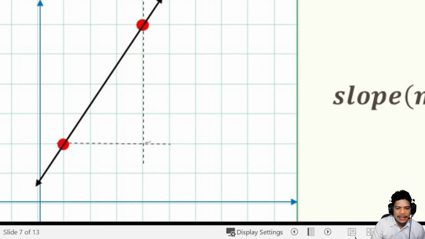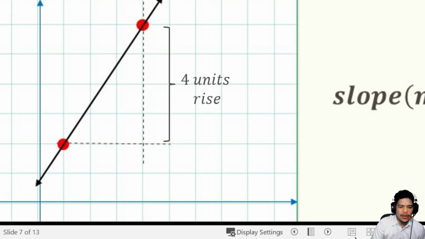2, 3, and 4. Meaning, from here to the point, that is 4 units. Nakuha? So, you write 4 units rise. How about yung run? We count 1, 2, 3. Meaning, we have 3 units run. So, from that, babalik natin.